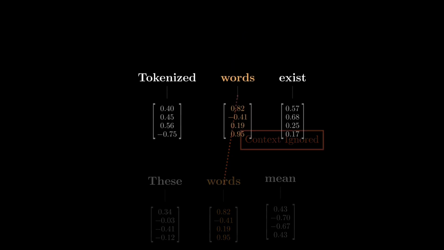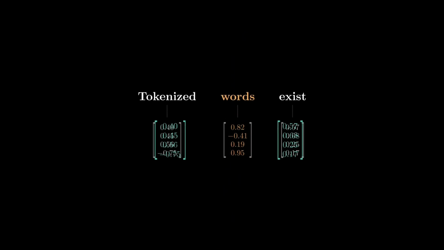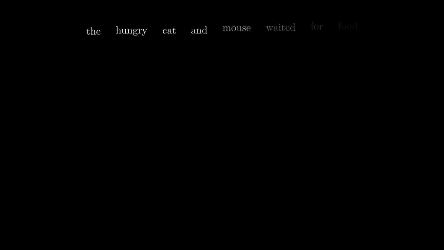And that's our goal, to make these embeddings contextually aware, using the attention mechanism, so their meaning can shift based on the words around them. So to make this simpler, let's take an example. The hungry cat and mouse waited for food.